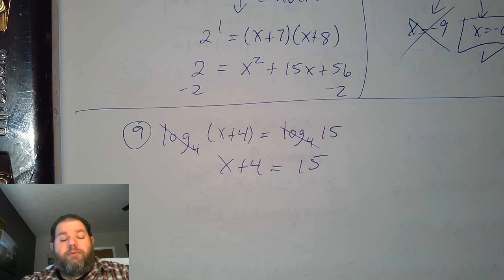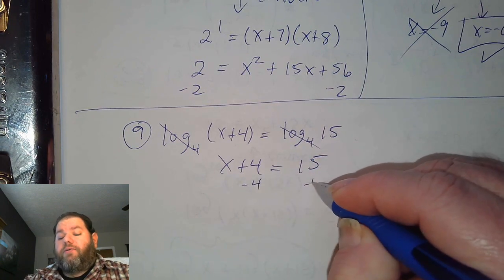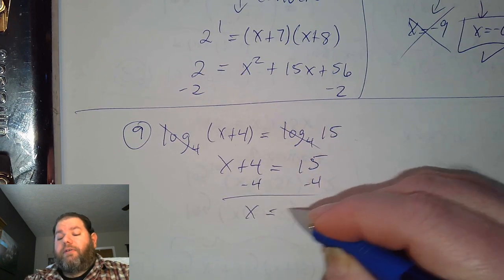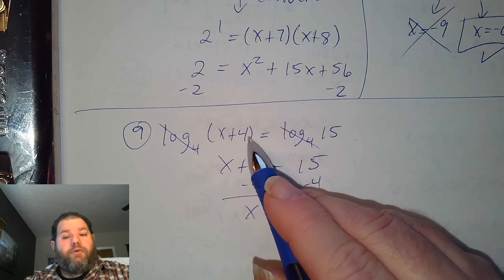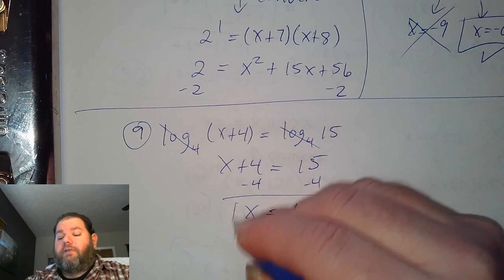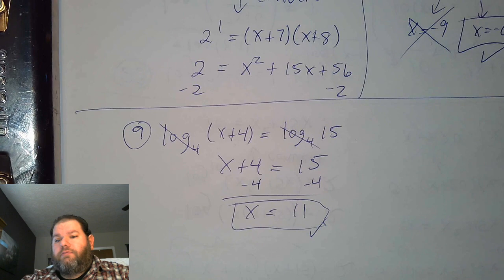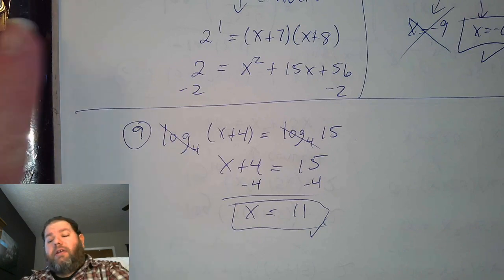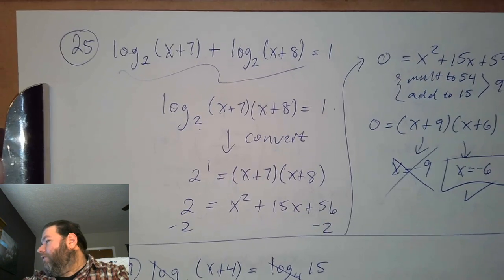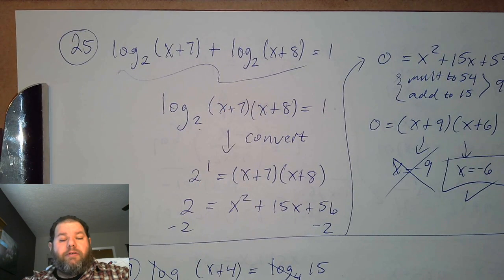Now here, once we get rid of the logarithms, we just have x plus 4 equals 15. We only need to subtract 4 and we have our answer. X equals 11. And if we plug in, 11 plus 4 is positive 15, that one checks out. So it's a valid answer. The key time that we tend to have answers that may be invalid is something like 25, where we have to combine two logarithms together by adding or multiplying, as it turns out to be, and then solving from there.